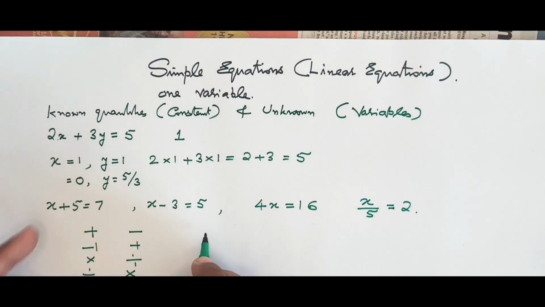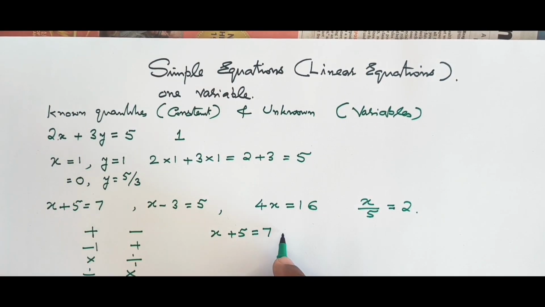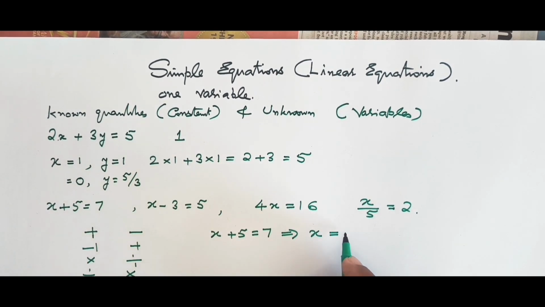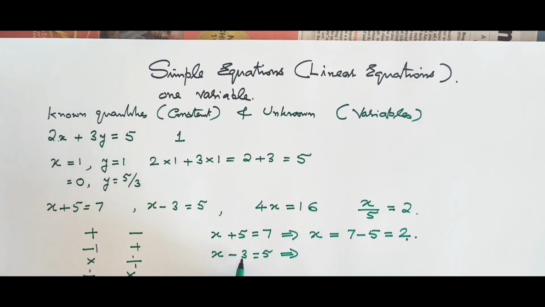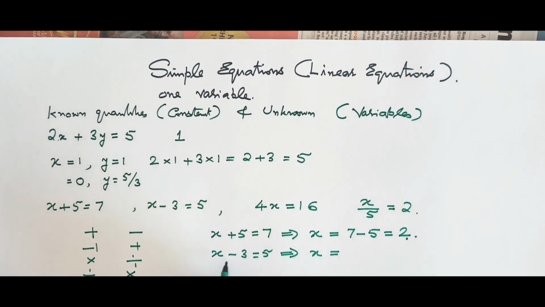To illustrate that point, take the first equation, x plus 5 equals 7. To solve this equation, you take 5 to the right side. There is already 7 there. This is plus 5. On the right, it becomes minus 5 and you get 2. So x equal to 2 is the solution. Similarly, x minus 3 equals 5. Minus 3 to be taken to the right side. Minus becomes plus. So it will be 5 plus 3, and 8. So x equal to 8 is the solution to the second equation.